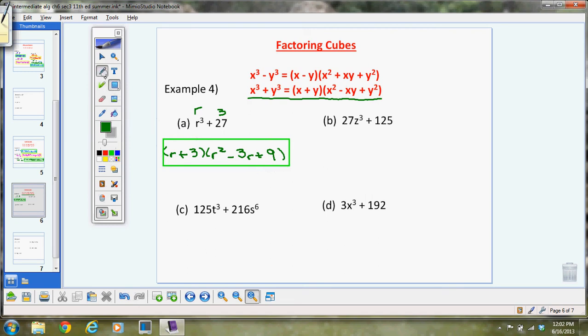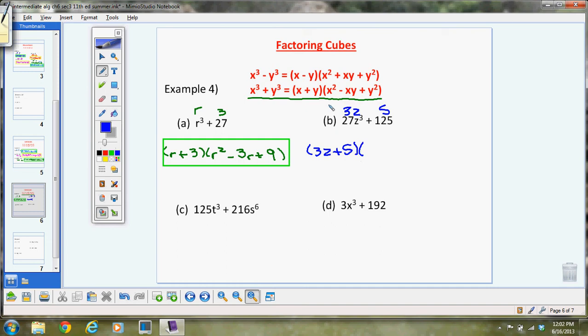Let's look at part B. On part B, we can't take anything out. We do notice the cube. So in this case, they cubed a 3Z, and 125 is 5 cubed. So we're going to follow the formula, first plus second. So that's going to be 3Z plus 5.